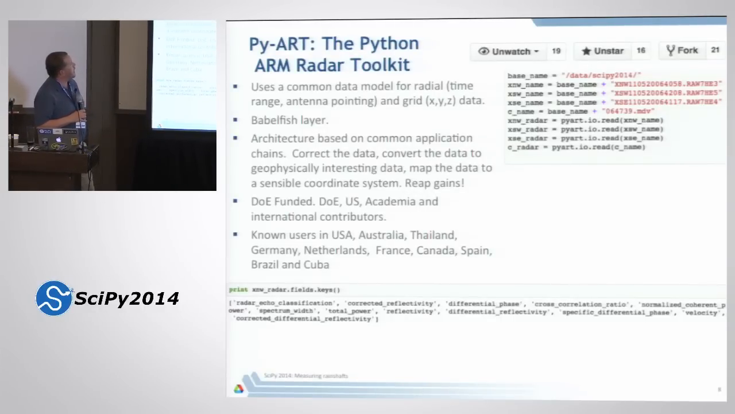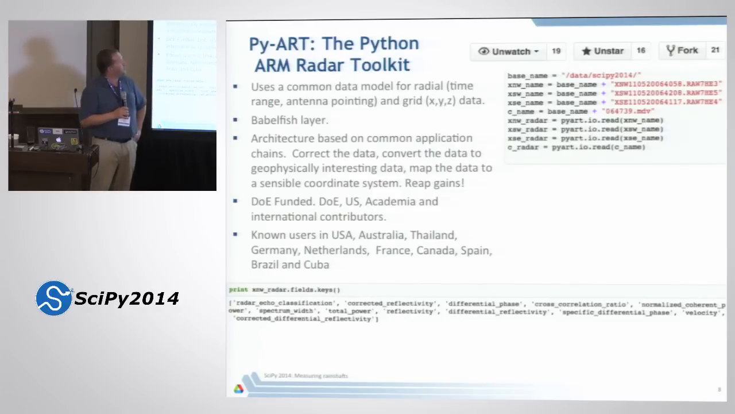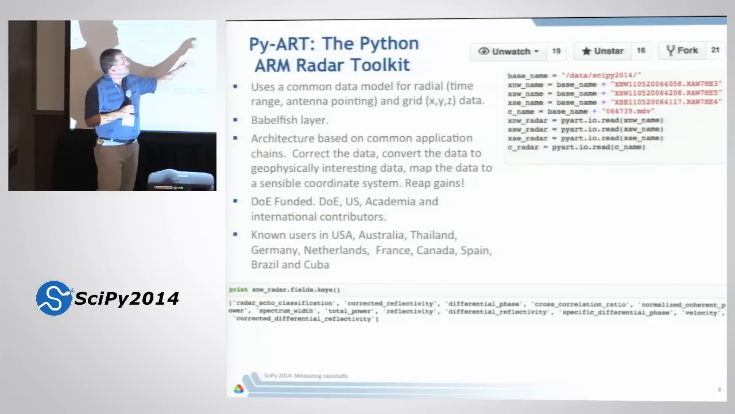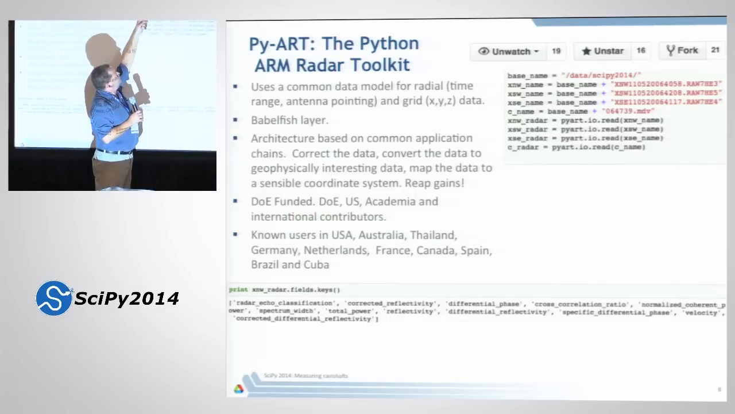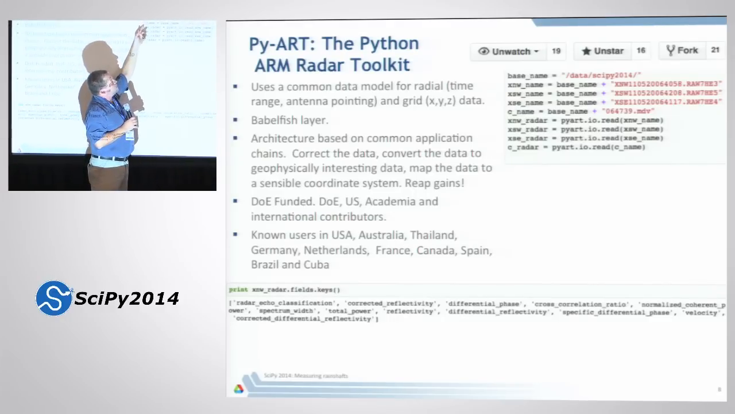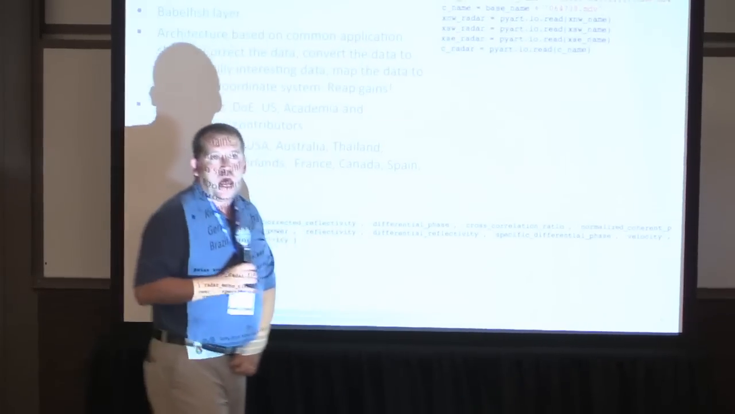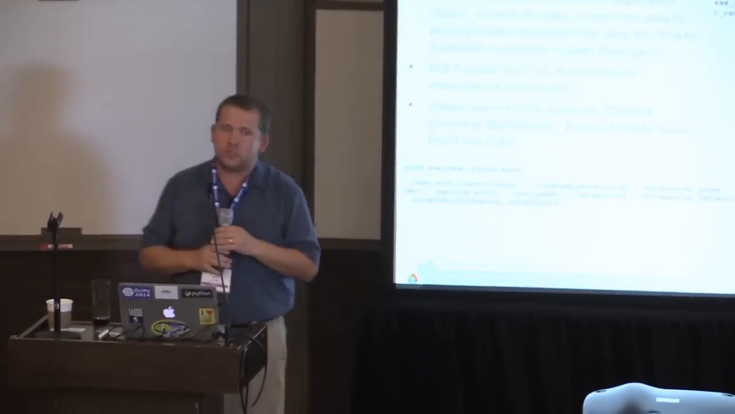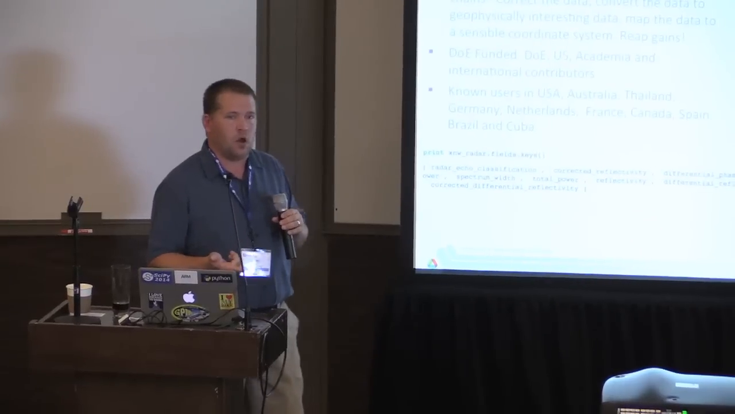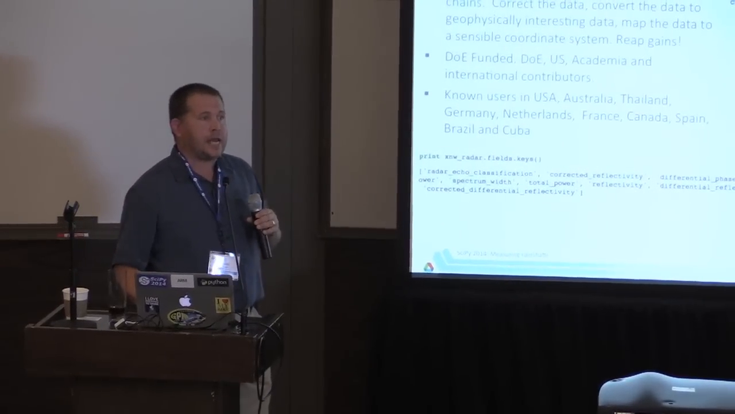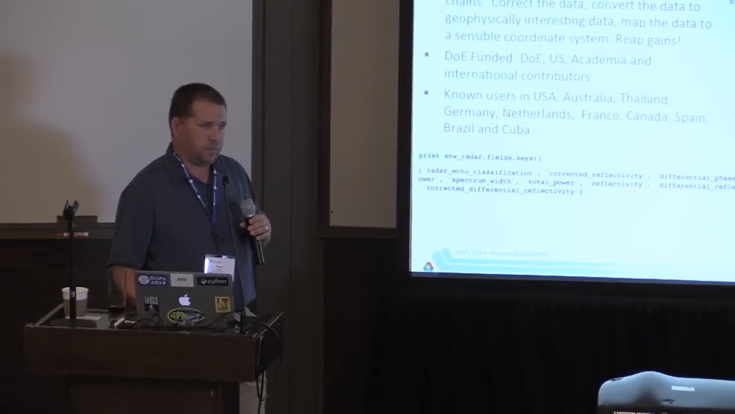The idea about Py-ART, it uses a common data model for radial, time range, and antenna pointing, and grid data. The biggest advantage is it has this very nice Babelfish layer. So basically I'll have a whole bunch of different radar formats to read them in. It's all the same command, and they all go into a common data model. So you could have data coming from a research radar, data coming from a NOAA radar, data coming from Brazil, from all over the place, and it will just look the same.